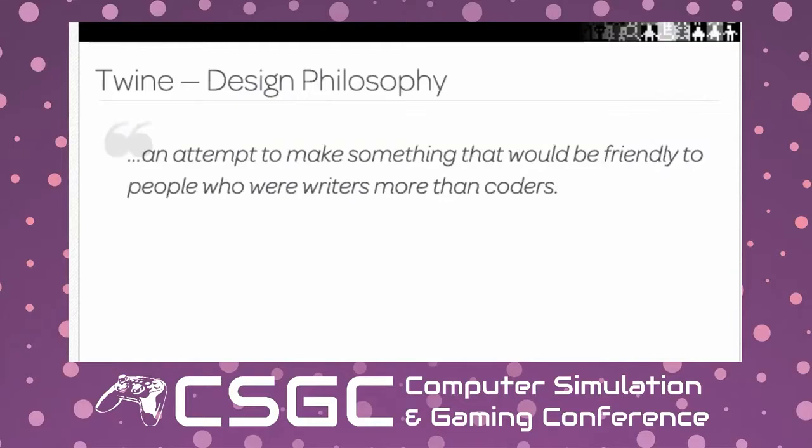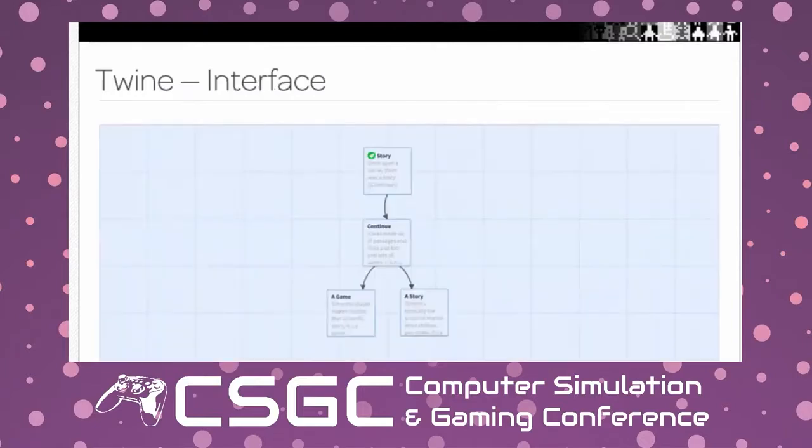It's design philosophy. For each one of these tools, I tried to find a quote from the creator to get a sense of what their intent was in creating the tool. Klimas describes his motivation as an attempt to make something that would be friendly to people who are writers more than coders. That philosophy permeates everything about Twine, from its interface to its vocabulary.